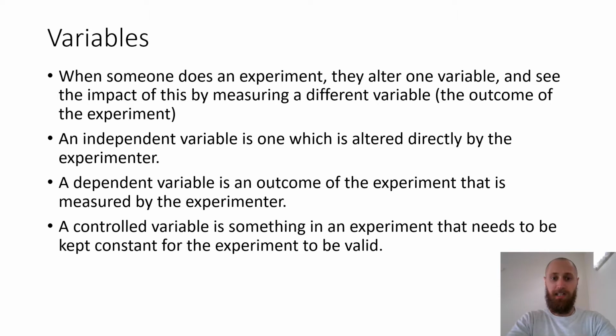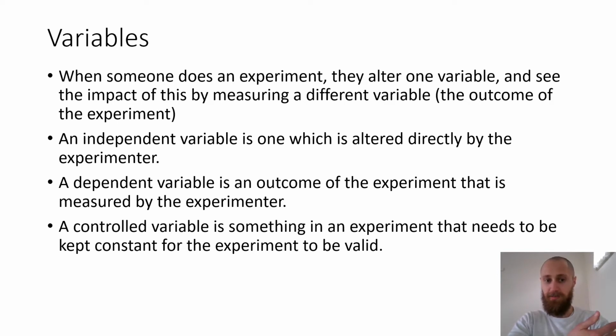So first of all, we're going to cover something that hopefully everyone's seen a whole bunch of times. You would have seen it across all your science subjects, and that has to do with variables. When someone does an experiment, they alter one variable, and they see the impact of this by measuring a different variable, which is the outcome of the experiment. So we've got our independent, dependent, and controlled variables.